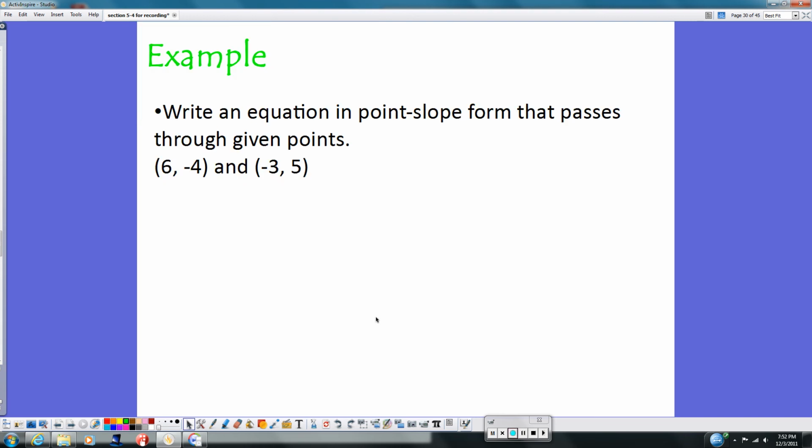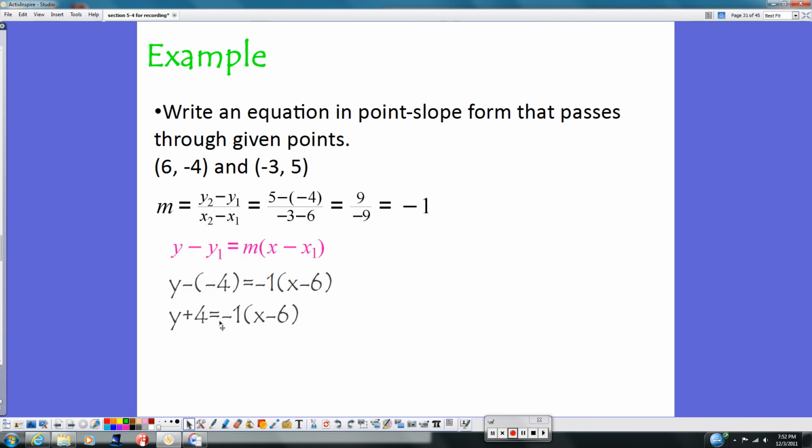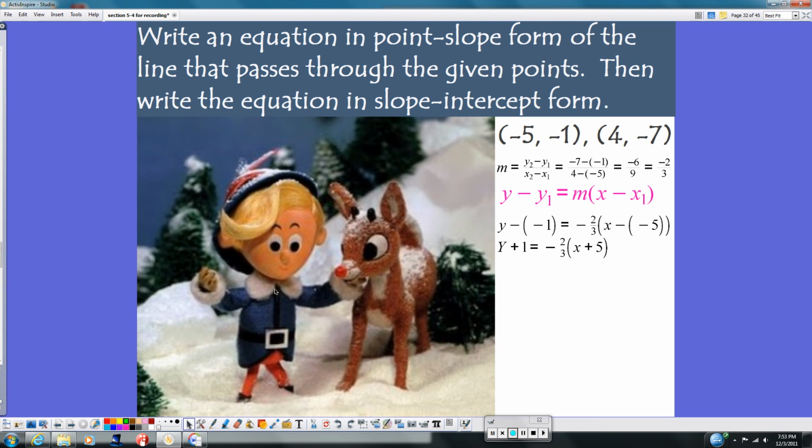Today we're going to write equations of lines when we're just given 2 points. So our first step is to find the slope. And then once we find the slope, we pick either of our 2 points and put those numbers in for x1 and y1. So for this example, we're going to do 5 minus -4, which is 5 plus 4 or 9. -3 minus 6 is -9. So our slope is -1. I chose to use the first point, so I have y minus -4 equals -1 times x minus 6. Fix that double negative to become y plus 4 equals -1 times x minus 6.